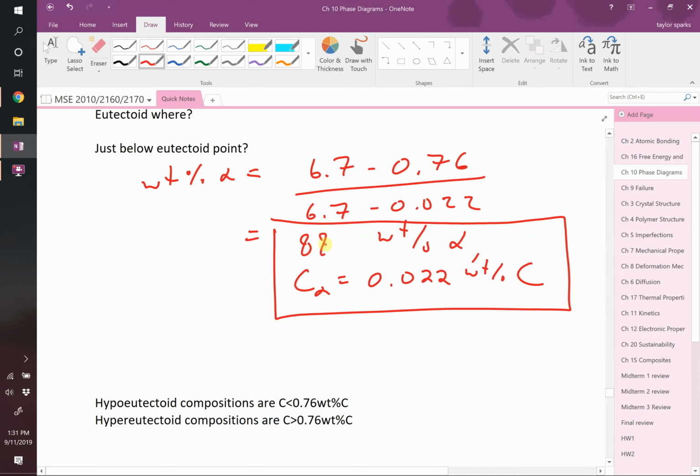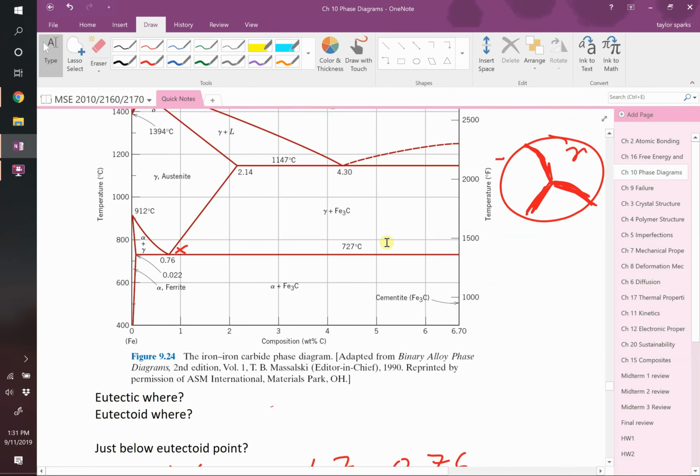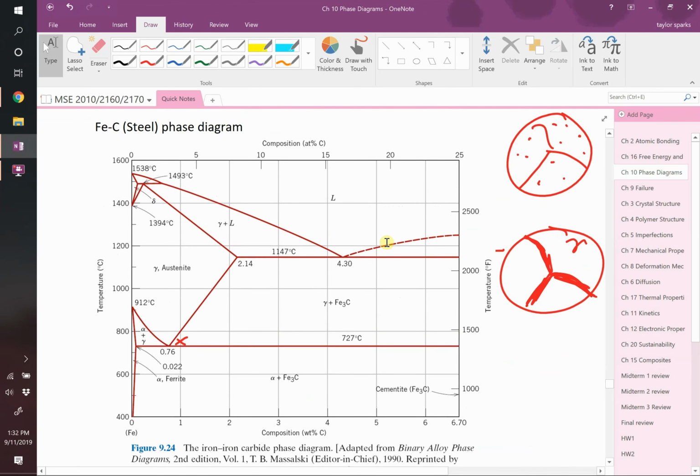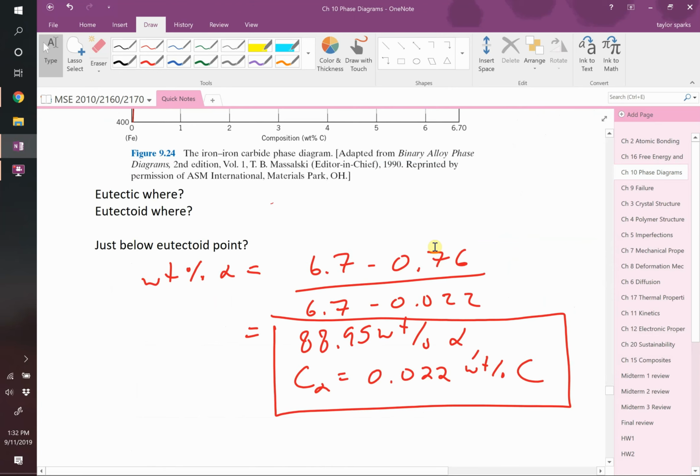88.95. So that tells us that we have almost 90 weight percent of the alpha phase, the ferrite phase, but the composition is not 90%. The composition is wherever it intersects over here, which just below this point is going to be 0.022. Okay? You could do the same thing for cementite. It would be 100 minus 88, right? So it'd be the 11.5 or whatever, 11.1 or whatever it is.